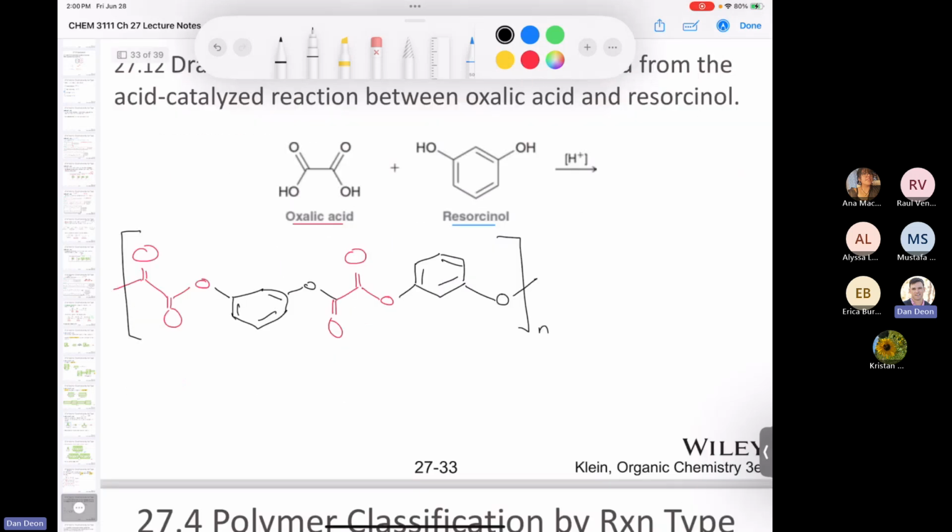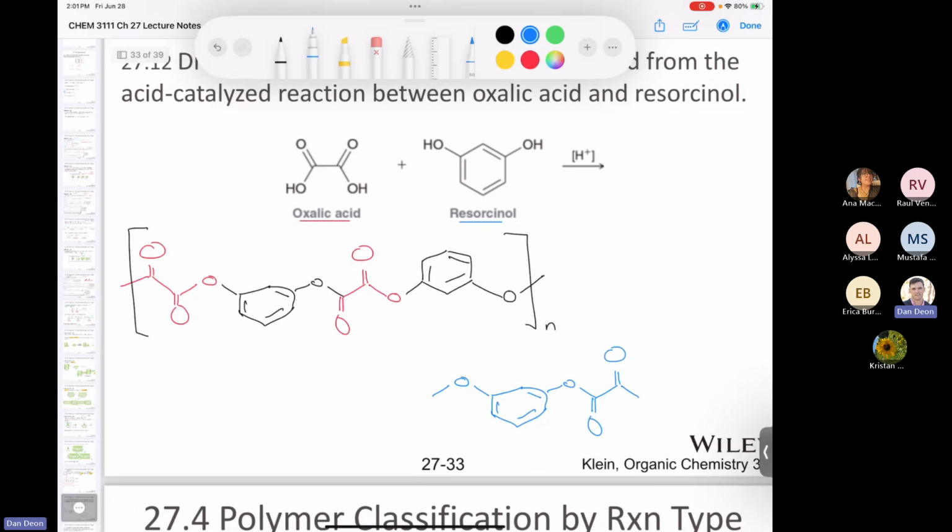And of course, you could just make a simpler version of this. All you would have to do is just chop this part out, take this part out, and copy and paste it over here. And then I'll change the color so we don't get confused. This is the smallest repeating unit of the polymer, right here. Give me a thumbs up if you think you could draw the polymer that's made from the esterification.